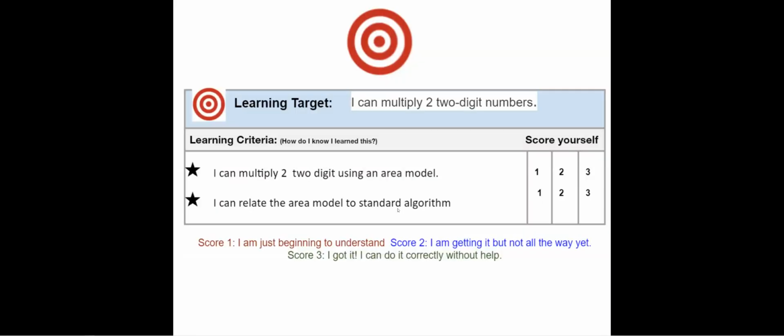Learning target: I can multiply two-digit numbers. Learning criteria: I can multiply two-digit numbers using an area model, and I can relate the area model to the standard algorithm.